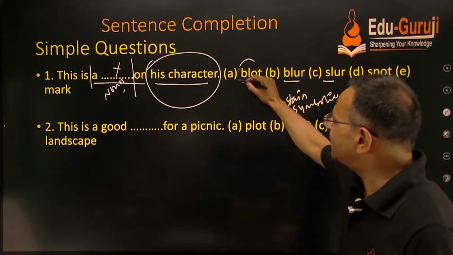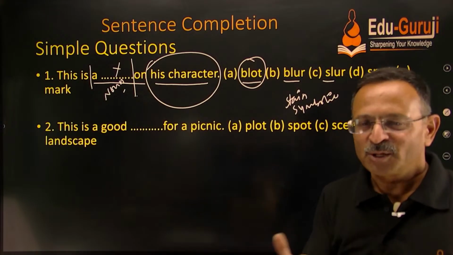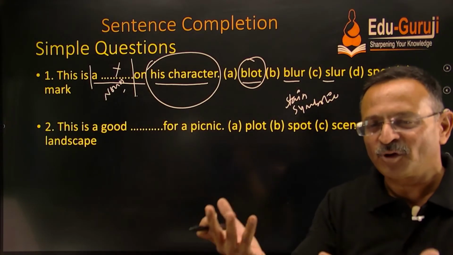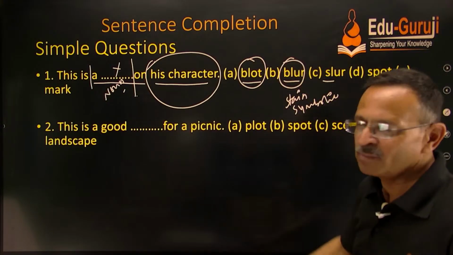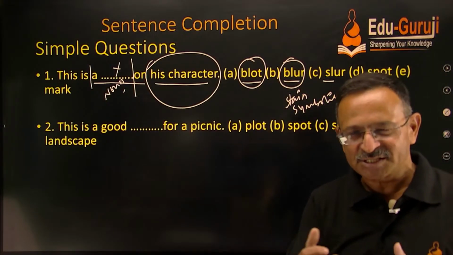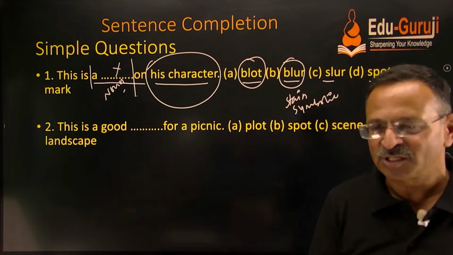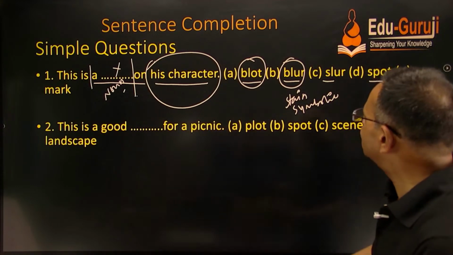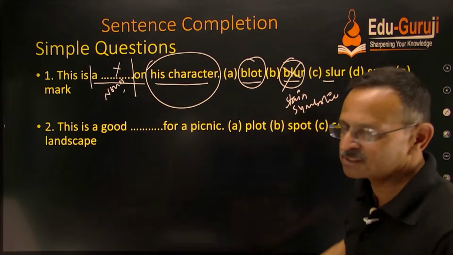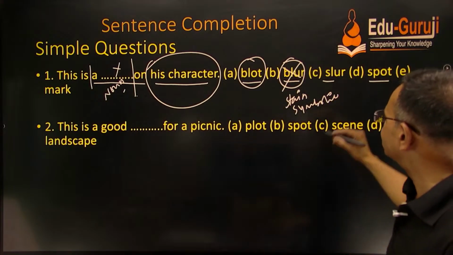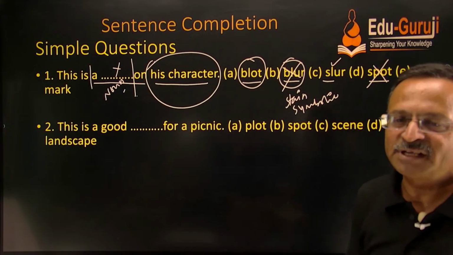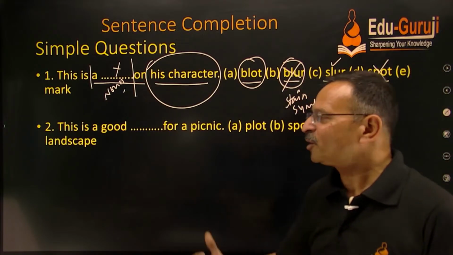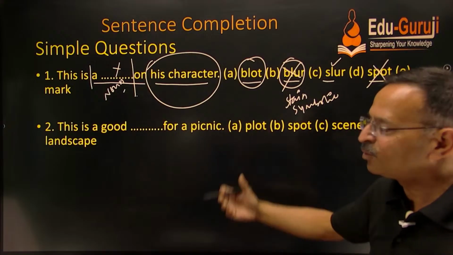Blot remains permanent for that matter. So this is a bit dicey, I hope this cannot be. Let's wait till we come to all that. Blur, of course, won't come, because blur is something which is not clearly visible. So definitely we can eliminate it. Then there is a slur, and then there is again spot, which we should not use. Spot on his character doesn't go well with this.